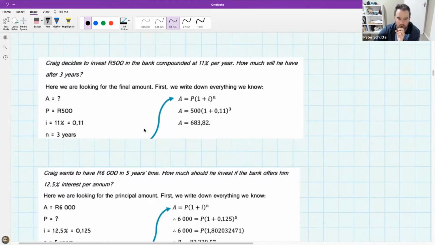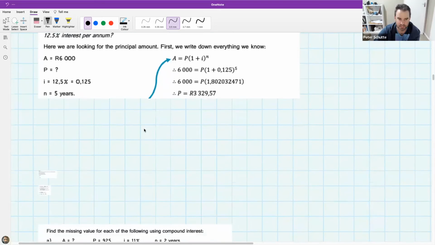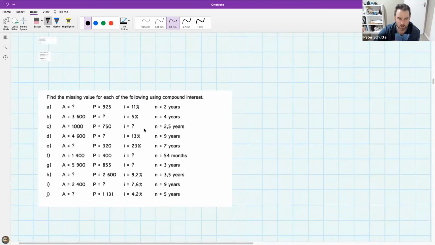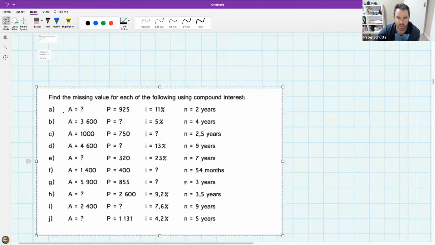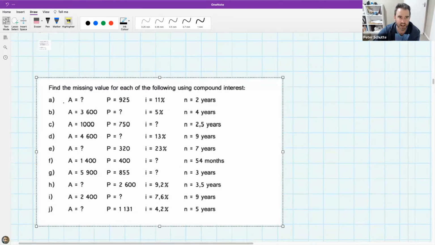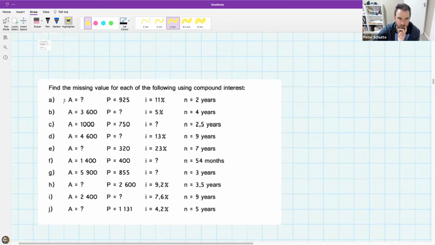So I'm going to go straight. I'm not going to show you examples because I think I did one there. I want you to do 3 questions for me now. So I'm giving you, you need to find the missing value in each of these 3. So in the first case, we're using compound interest, and you need to find A for me. In the second case, you have to find P for me. And in the third case, you have to find I for me.